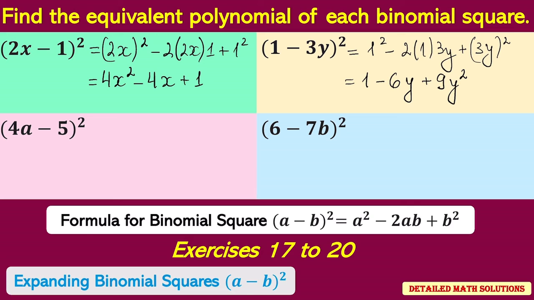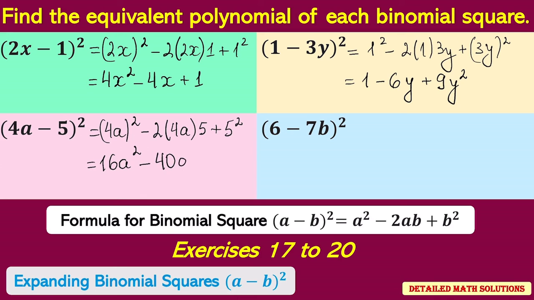Next exercise, (4a minus 5) squared. When I apply the formula, this equals (4a) squared minus 2 times 4a multiplied by 5 plus 5 squared. And when I calculate the exponent, I get 4 squared a squared, or 16a squared, minus 40a plus 25.